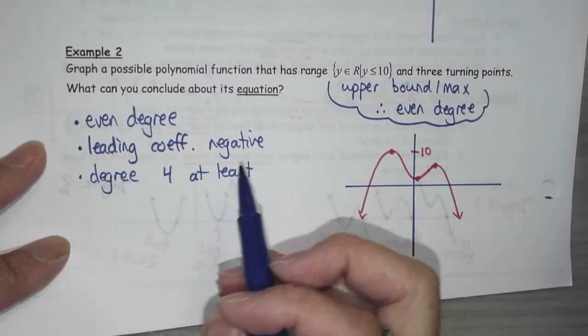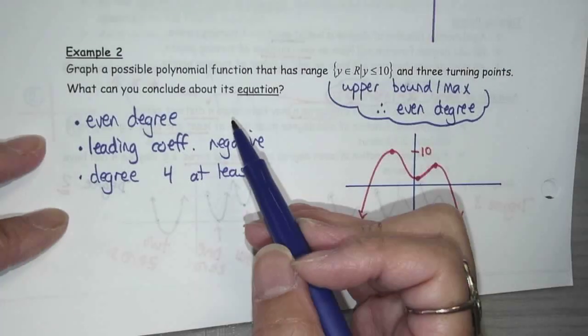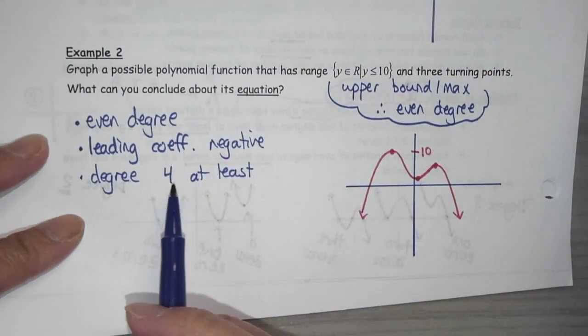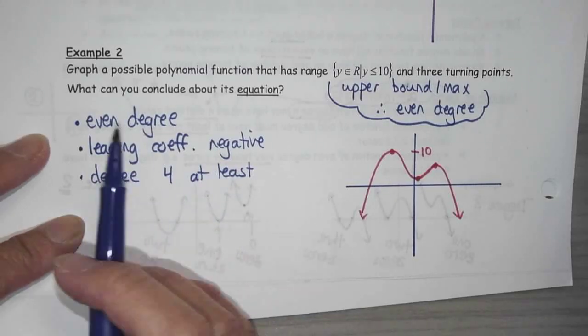Okay, so that's the 3 things we know about the equation. That's why I underlined equation. You don't want to describe the graph again. We're describing what happens with the equation. The degree is 4 at least, leading coefficient, and even degree.